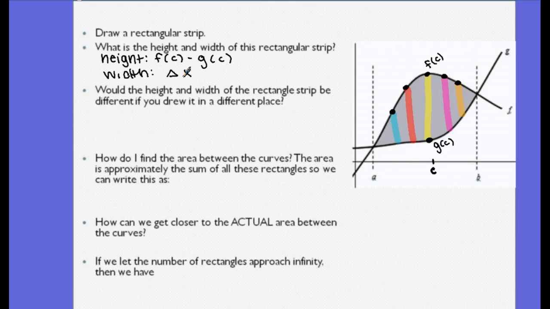Would the height and the width of the rectangle be different if you drew it in a different place? Yes. Oh, you're saying height is, okay, I get you, no. So it's no, you're not wrong thinking the height will be a different value, but the formula will be the same. My c is a generic c anywhere.